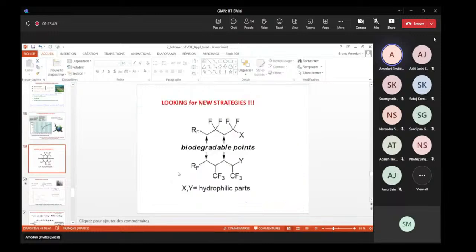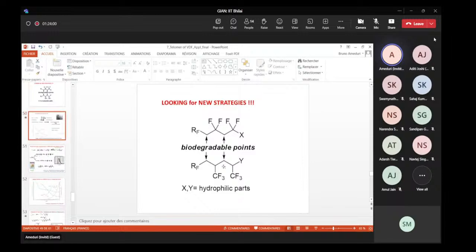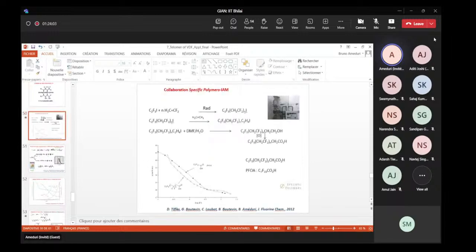So we decided to work on co-telomers, with VDF or with trifluoroethylene, in order to see that this can be degradable. And one example was to prepare some mono iodo compound by telomerization of VDF with C2F5I, which was then end-capped by ethylene to make a spacer with iodine, in order to modify the iodine by alcohol and oxidation to make a carboxylic acid.